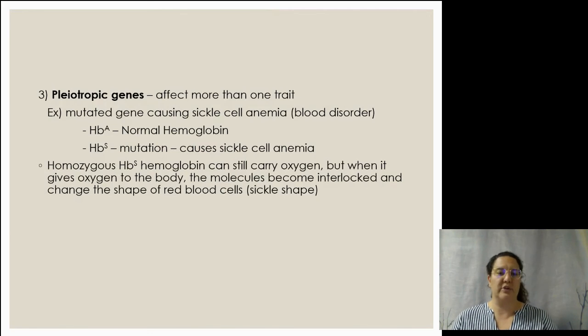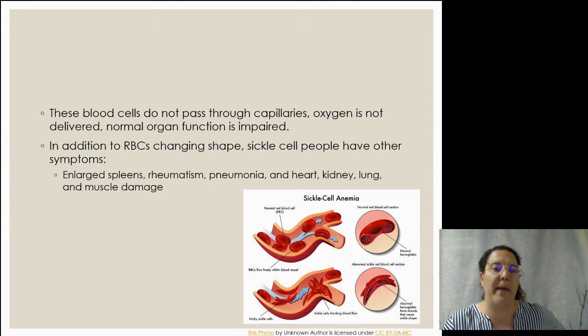When we look at pleiotropic genes, this affects more than one trait. So the mutated gene causing sickle cell anemia still allows it to carry oxygen, but when it gives oxygen to the body, the molecules become interlocked and it changes the shape of the red blood cells. So there's normal hemoglobin and then the mutated hemoglobin. And these red blood cells do not pass through the capillaries well, oxygen is not delivered normally, and normal oxygen function is impaired. In addition to the red blood cell shape, sickle cell anemia has other symptoms like enlarged spleens, rheumatism, pneumonia, and heart, kidney, lung, and muscle damage due to the condition.